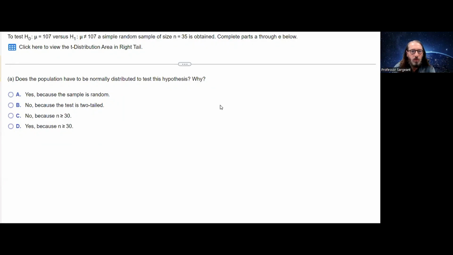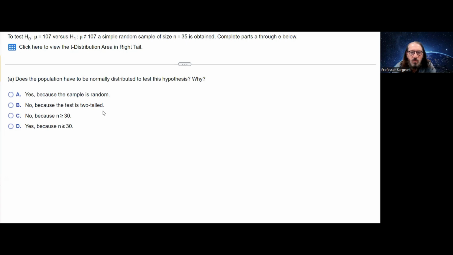Here is an example regarding hypothesis testing about the parameter mu, in other words, the population mean. To test the null hypothesis that mu is 107 versus the two-tailed or two-sided alternative hypothesis that it is not 107, a simple random sample of size n equals 35 is obtained.